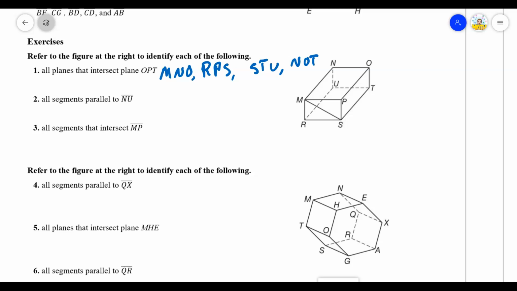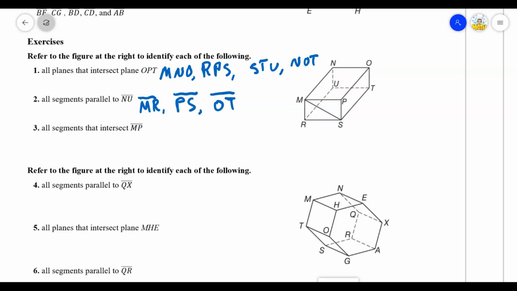The next question says, all segments parallel to NU. So let's look at where NU lives. It's right here. See if we can identify all the segments that would be parallel to it. Well, I've got this one here, MR. I have this one here that would be parallel to it, PS. You see how they're parallel? There'd be like a plane cutting across there. And then also this segment OT. All of those would be parallel.